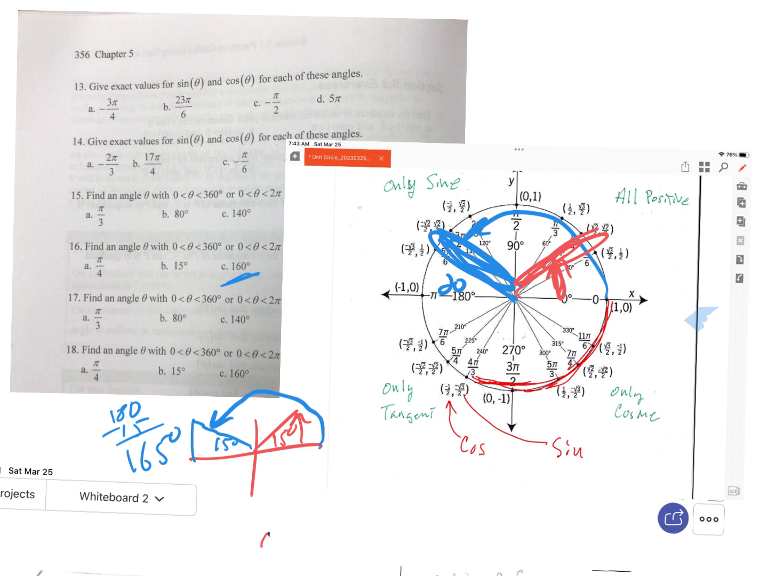Because the sine has to be the same value, right? So this is a reference angle of 20 degrees, and this one will have a reference angle of 20 degrees. And that opposite side is going to be exactly the same. Why did I say opposite side? Because sine's opposite over hypotenuse, and if the hypotenuse is 1, it'll be the same as the y value of the opposite side. Okay.